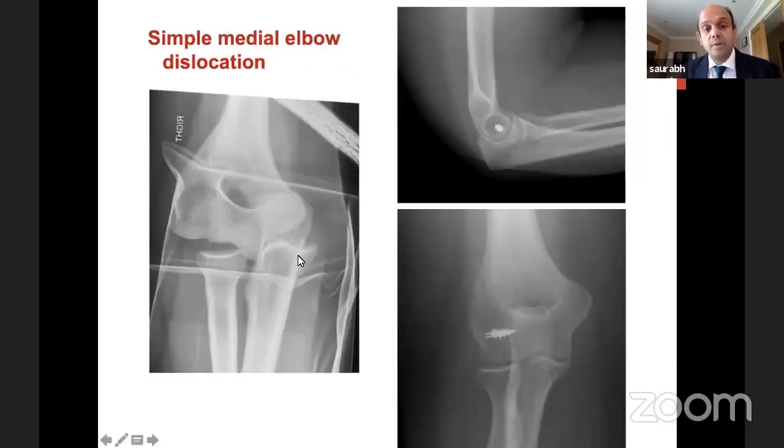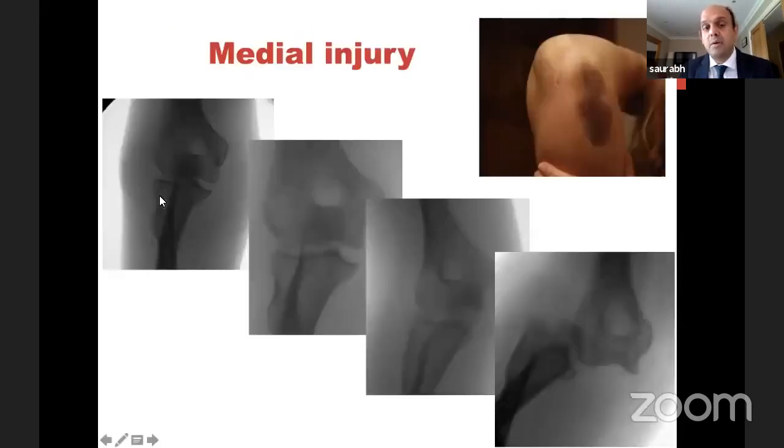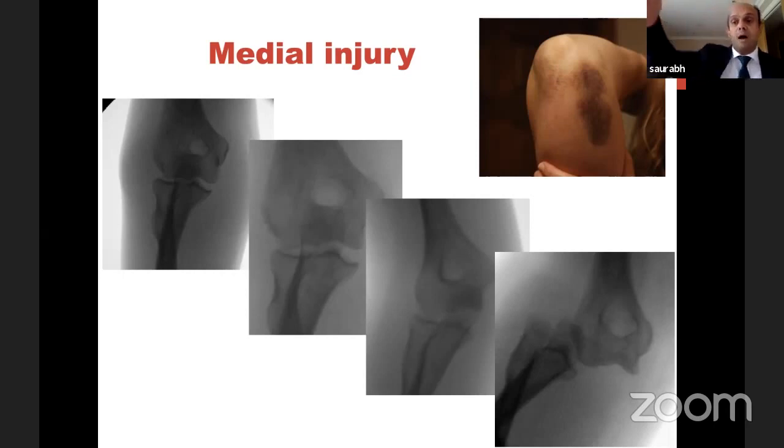So when the elbow comes out medially, you're ripping all the soft tissues laterally. So there'll be a lot of lateral bruising. Now, equally, you can have a simple lateral dislocation. So you can see in this case, there is a medial bruising because the MCL has come off. You can see the MCL has come off.